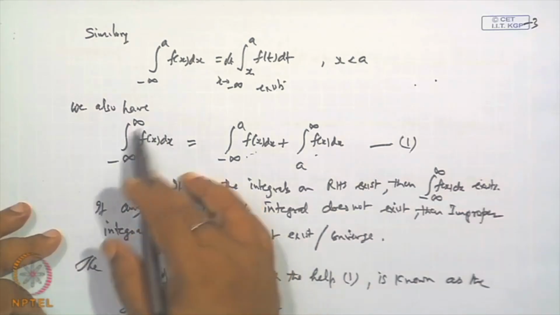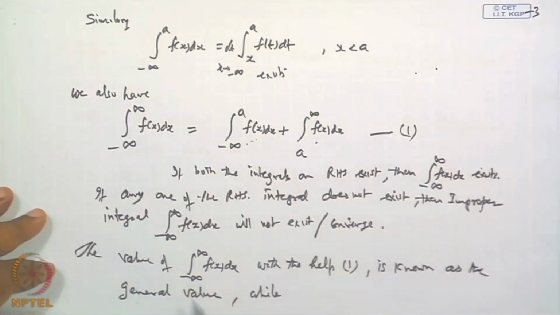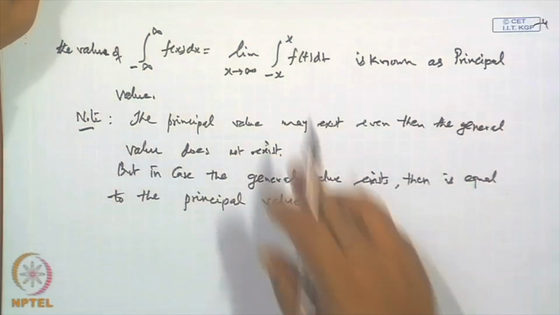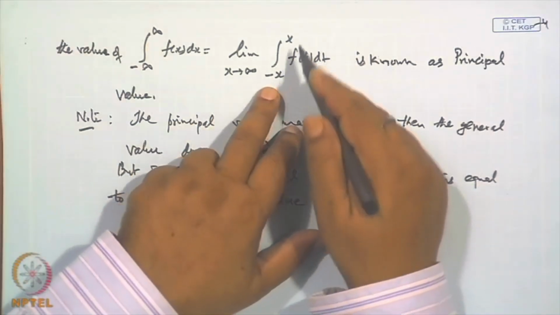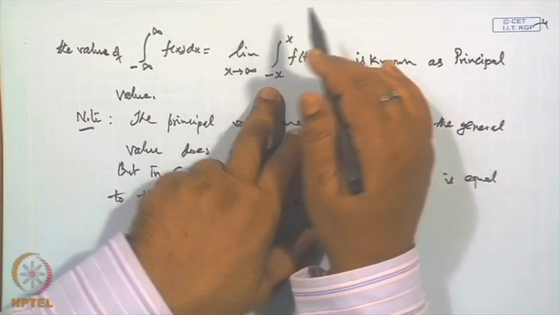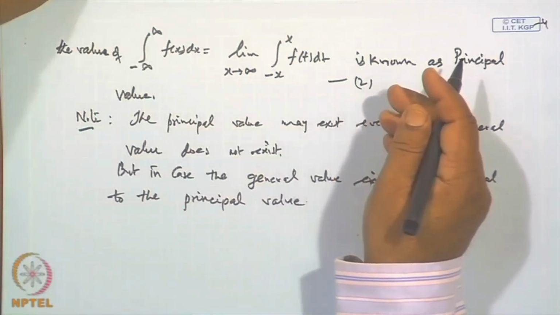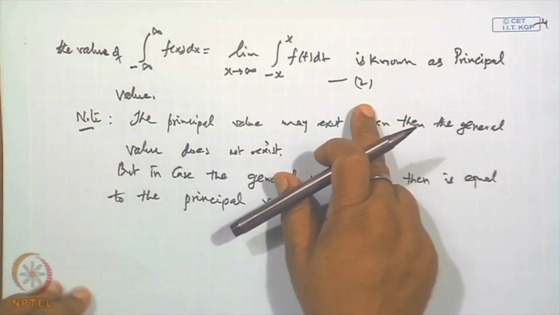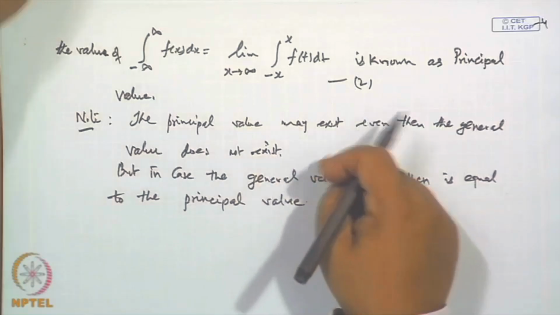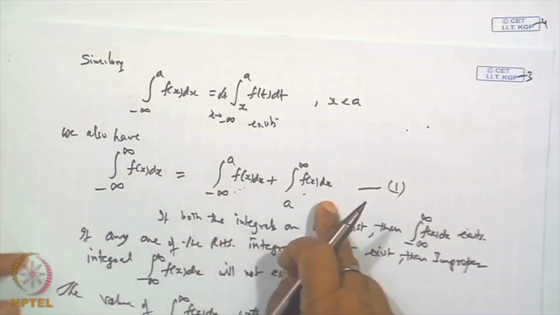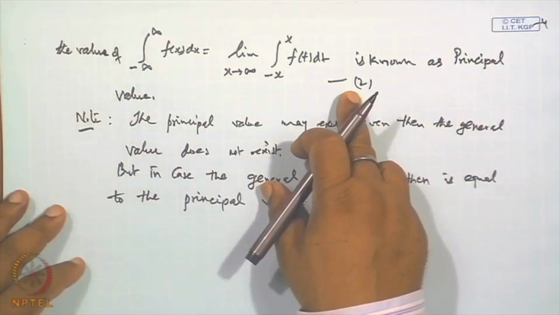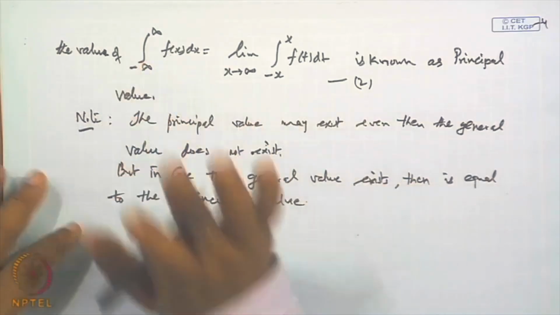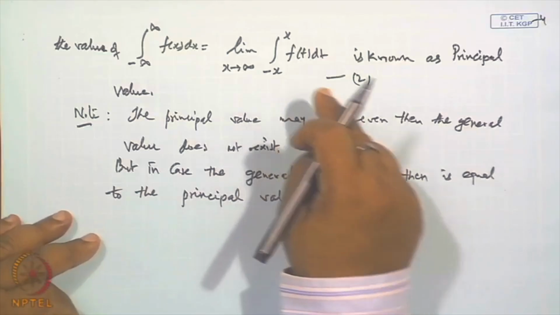Now the same integral we can also put in the form of the integral from minus x to x of f(t) dt, where x tends to infinity. So what is the difference between these two? This is the first, and this is the second. If the limit of the first exists, where both the limits exist, then the limit of the second will definitely exist and be equal to the value of the integral. But if the second exists, then the first may or may not exist. So that is what we said: the principal value may exist even though the general value does not exist.